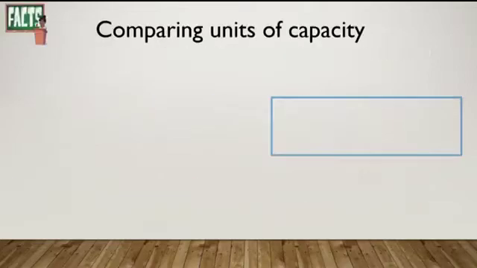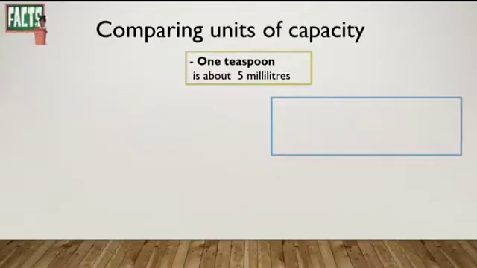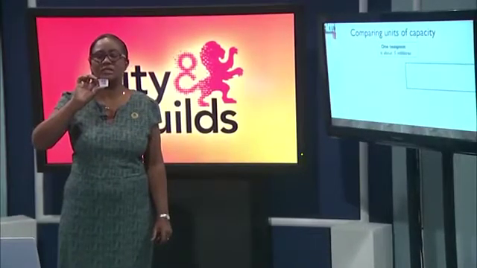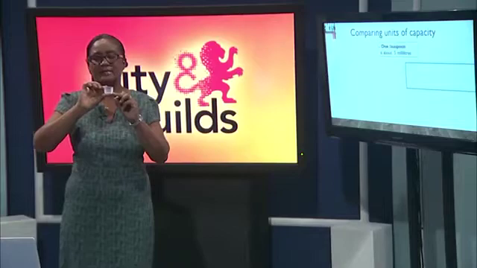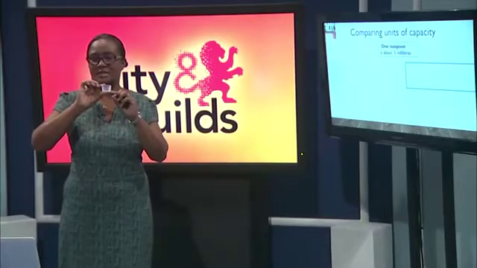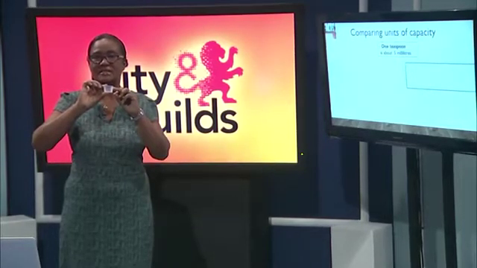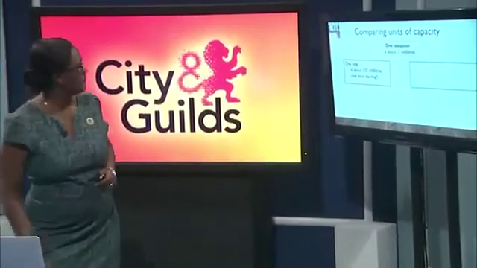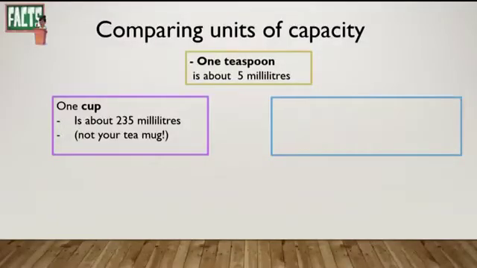Let's compare some units of capacity. The teaspoon is a unit of capacity. It's about 5 milliliters, something that you'd use to take your medicine. If you look at this container, the bottom one is 5 milliliters, and that would be a teaspoon. 15 milliliters would be a tablespoon. 1 cup is about 350 milliliters. We're not talking about your big tea mug now. We are talking about the measurement unit called a cup.